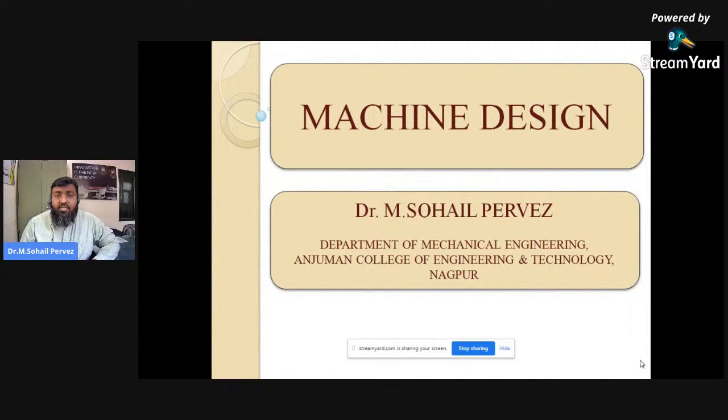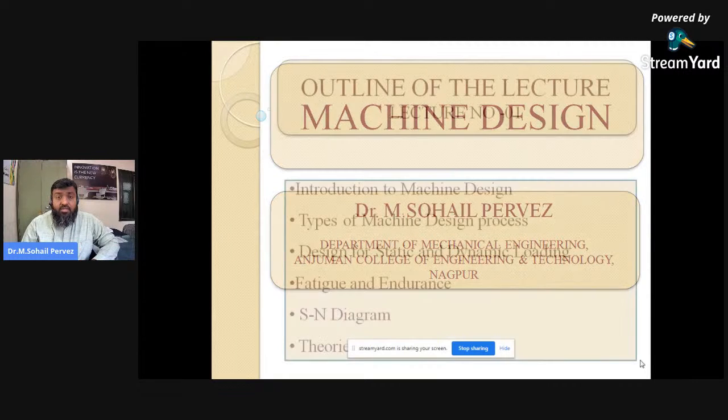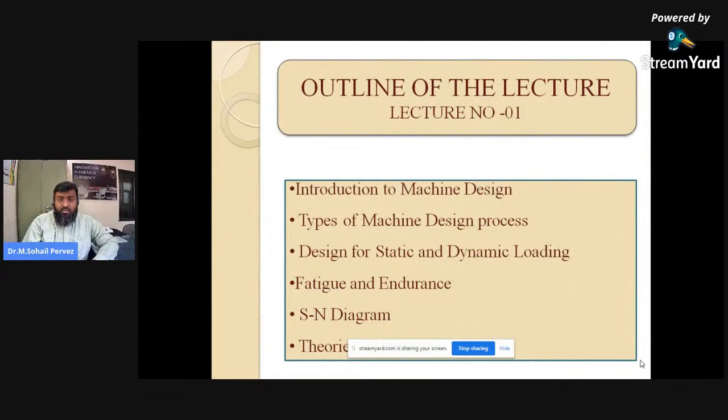And today we are going to discuss the subject of machine design, in which we have outlined today's lecture topics: Introduction to Machine Design, Types of Machine Design Processes, Design for Static and Dynamic Loading, Fatigue and Endurance. This is one of the most important aspects in the design. Then the S-N diagram, and then theories of failure.